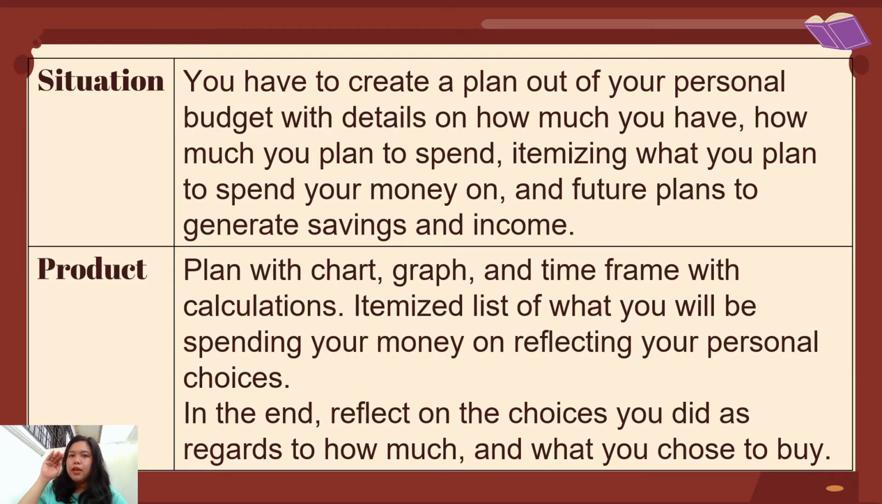So, i-indicate nila doon kung saan nila ipaglalaan yung pera nila or yung budget nila, and then future plans to generate savings and income. So, it includes savings and income. So, that should be the situation when they execute the activity. Last one, product. So dito na i-express nila yung activity nito.